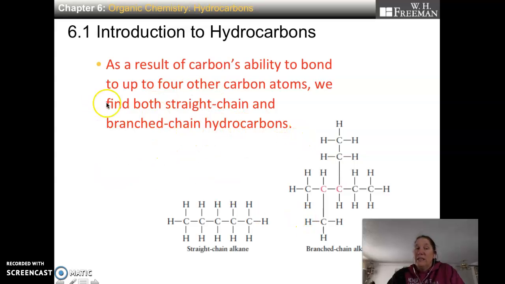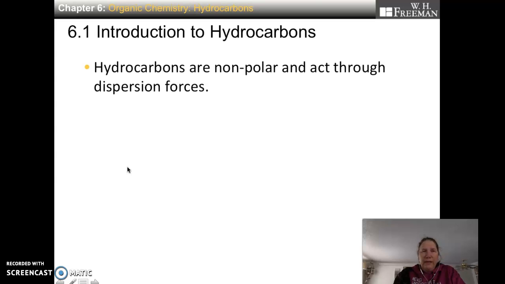So because of this ability of carbon to form these 4 bonds, it has to have 4. You can drop off one of these and make a double bond. You can make triple bonds. They have all kinds of variations that they can do. Okay, so when we're talking about hydrocarbons, hydrocarbons tend to be nonpolar.